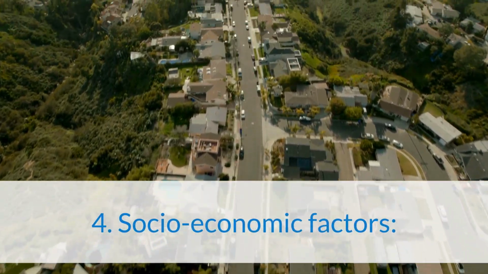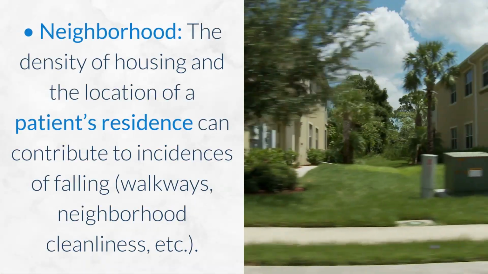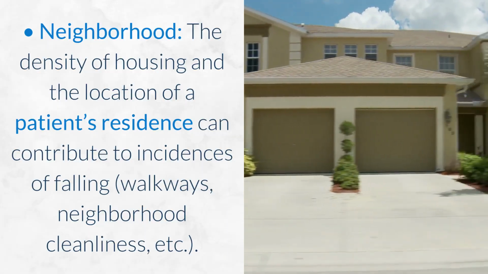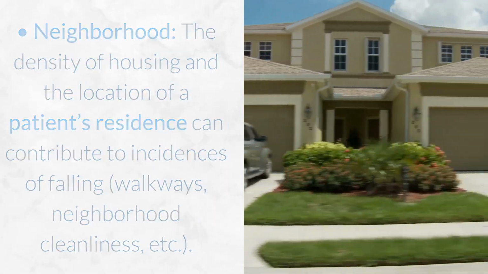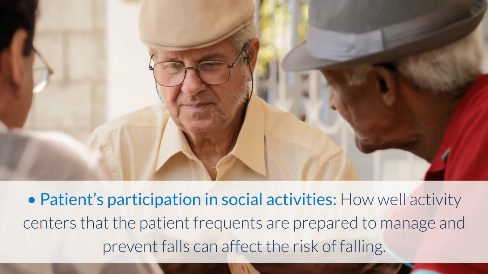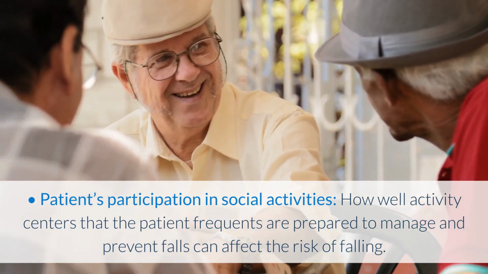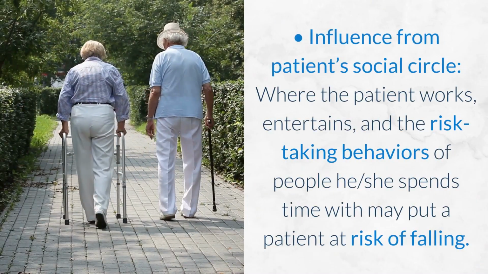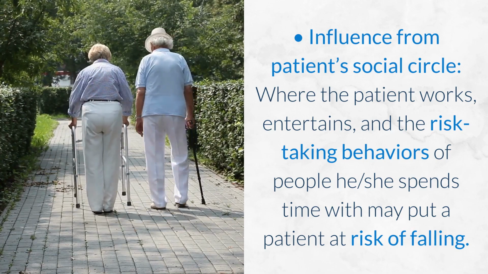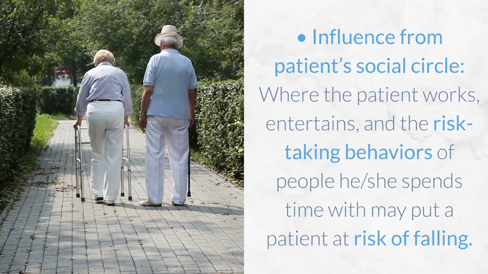4. Socioeconomic factors. Neighborhood. The density of housing and the location of a patient's residence can contribute to incidences of falling, walkways, neighborhood cleanliness, etc. Patient's participation in social activities. How well activity centers that the patient frequents are prepared to manage and prevent falls can affect the risk of falling. Influence from patient's social circle. Where the patient works, entertains, and the risk-taking behaviors of people he or she spends time with may put a patient at risk of falling.